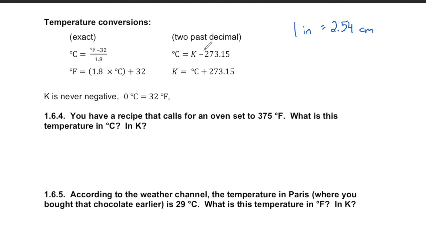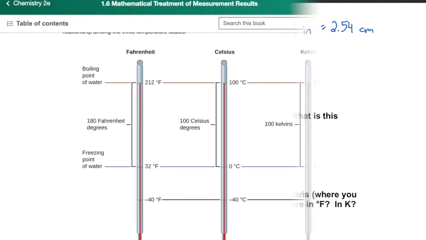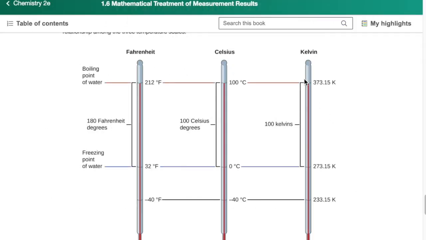We don't have as straightforward a relationship among temperature scales because in addition to the degrees being a different size for Celsius and degrees Fahrenheit, there's also an offset. For degrees Celsius and Kelvin, there's only an offset. The degrees Celsius are the same size as Kelvin. It's not actually degrees Kelvin. But here's a diagram in your book in section 1.6 that shows this.